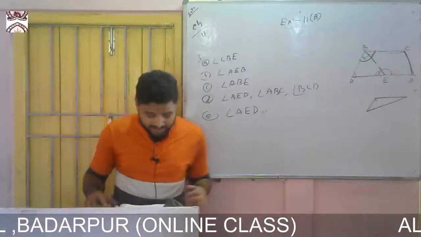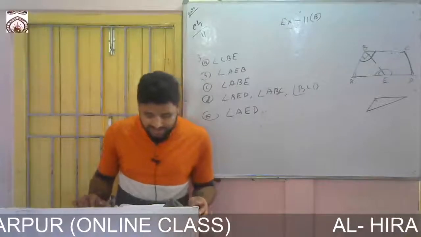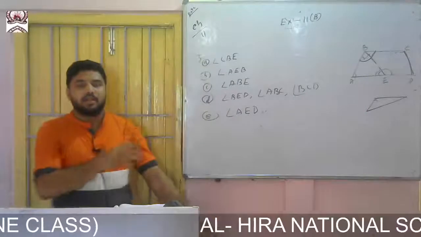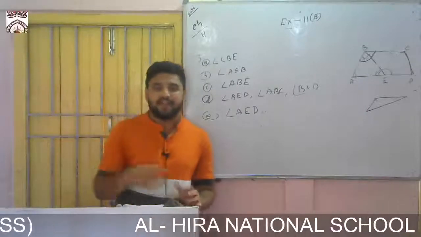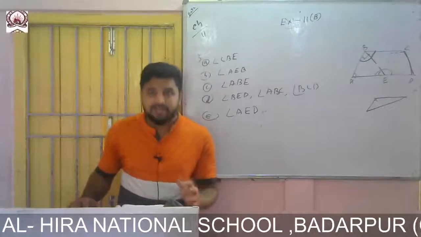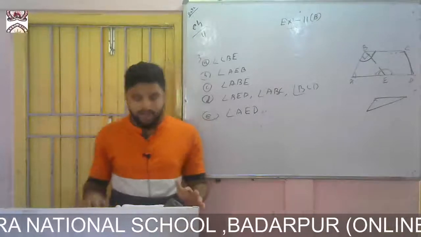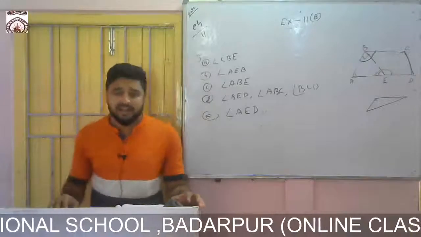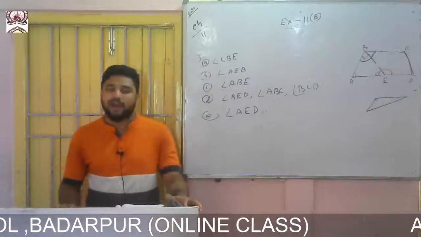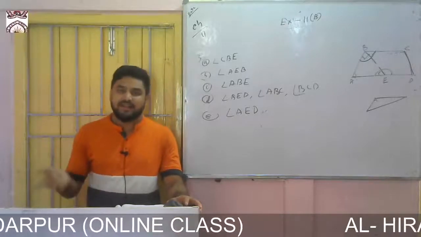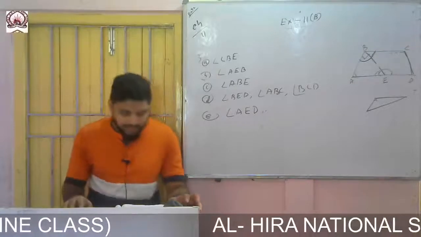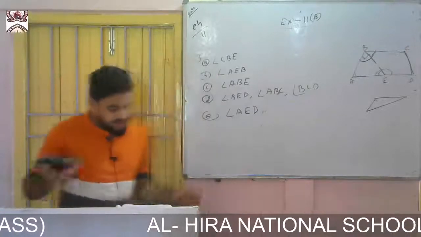Now come to question number 3. Classify the angles whose magnitudes are given below. That means the measures of the angles in degrees are given, and we need to classify them. As we know, greater than 90 degrees it is obtuse, less than 90 degrees acute, greater than 180 degrees reflex, exactly 90 degrees right angle, and exactly 360 degrees complete angle.